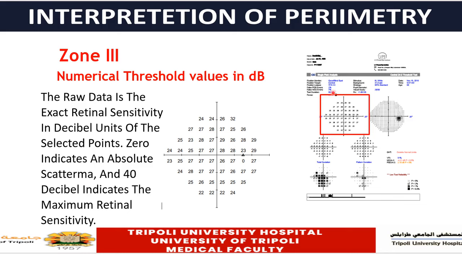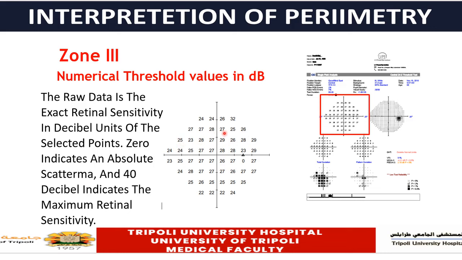The third zone here is the numerical threshold plot or numerical data. This is the raw data. Each point shows the sensitivity of each point of the retina, as you can see here, exactly according to the pattern of the test you use, either 24-2, 30-2, or 10-2. This is 24-2. So it represents the raw data for each and every point in the retina.